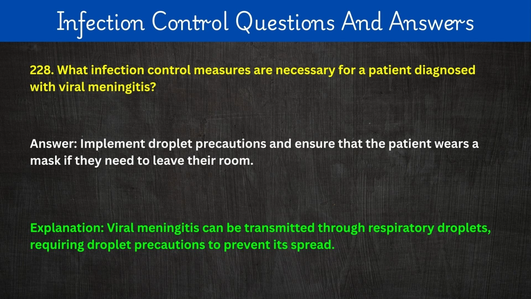228. What infection control measures are necessary for a patient diagnosed with viral meningitis? Answer. Implement droplet precautions and ensure that the patient wears a mask if they need to leave their room. Explanation. Viral meningitis can be transmitted through respiratory droplets, requiring droplet precautions to prevent its spread.